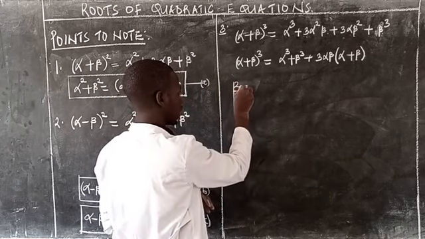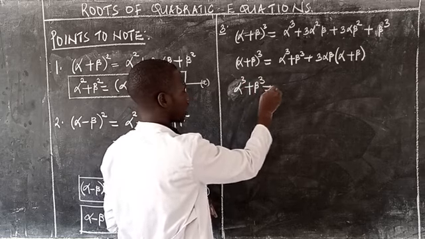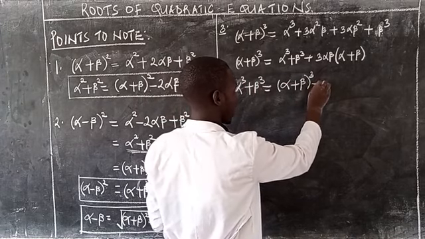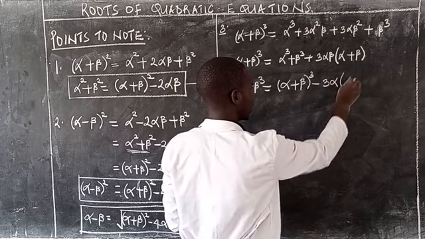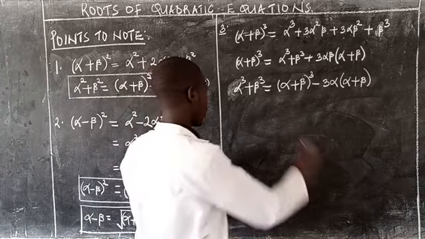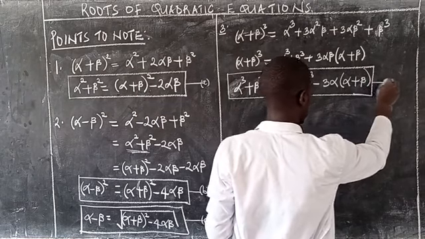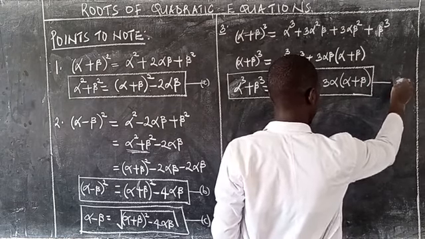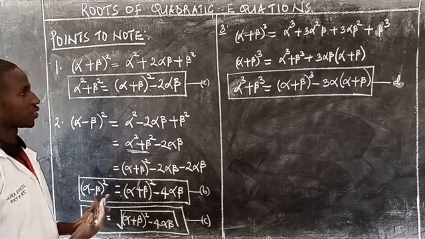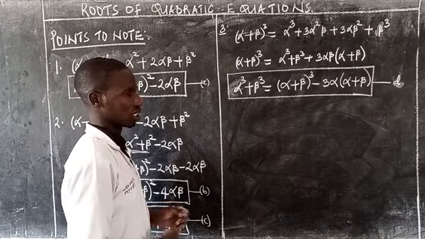So eventually, alpha cubed plus beta cubed will be the same as (alpha plus beta) cubed minus 3 alpha beta into (alpha plus beta). That is also very important. Let's remember this to be equation number 3, equation D. Good. Then the last important one, which we are going to see, is alpha cubed minus beta cubed.